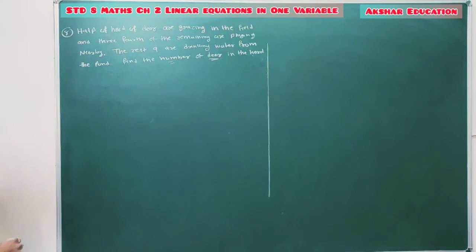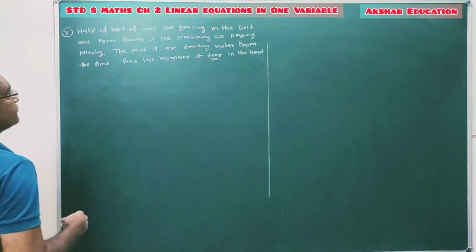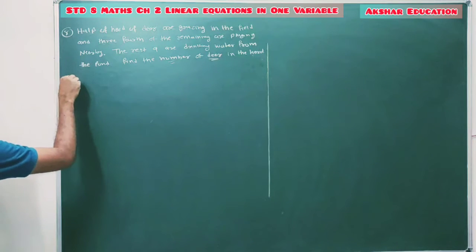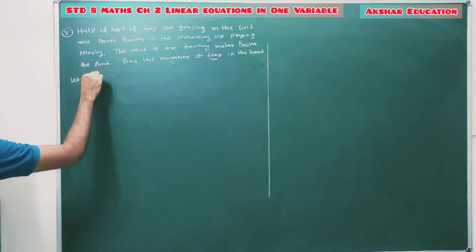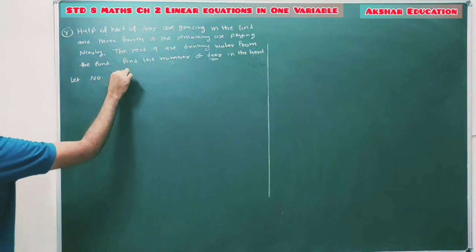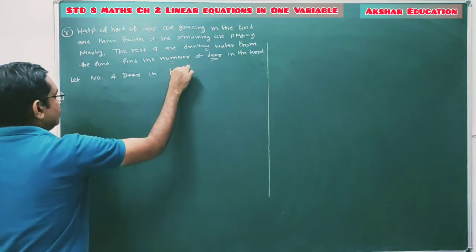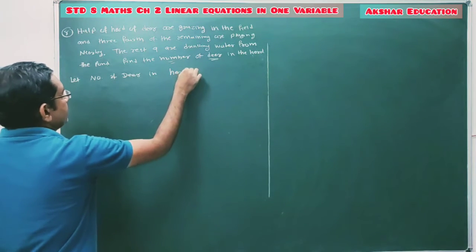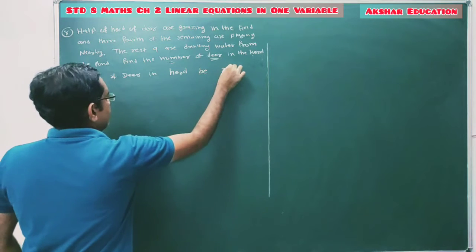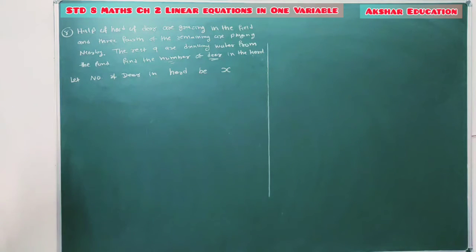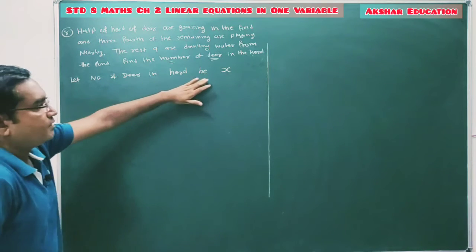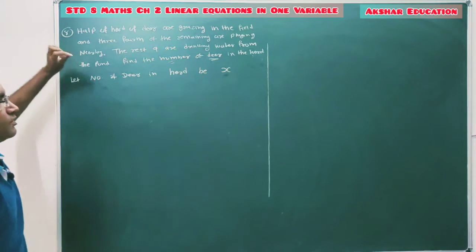So we are given a herd of deer, a group of deer. Let the number of deer in the herd be x. How many deer are there, we do not know. So we assume the number of deer in a herd is x.